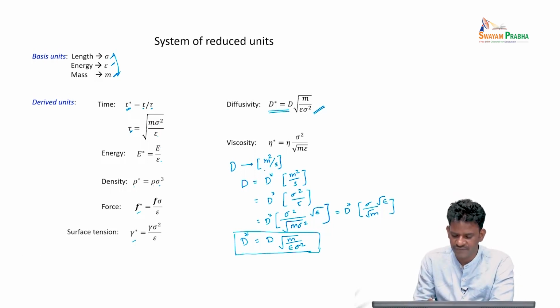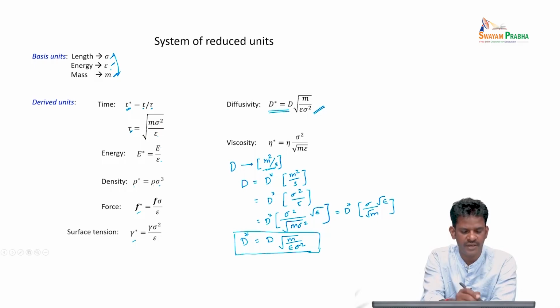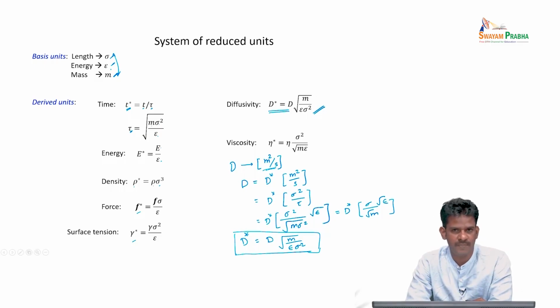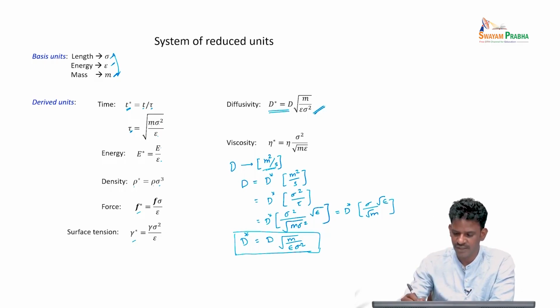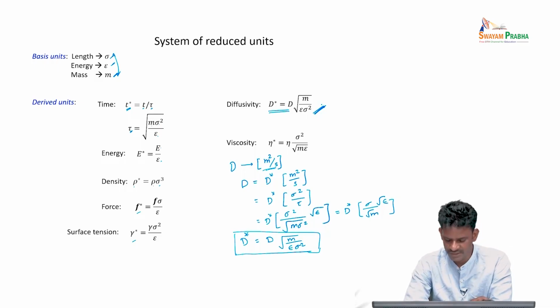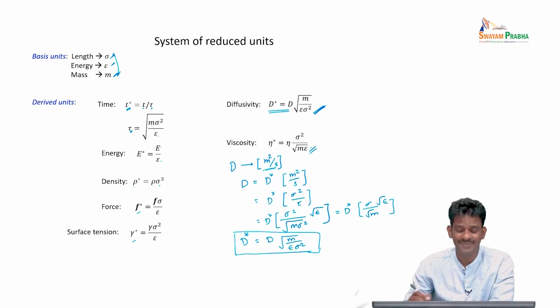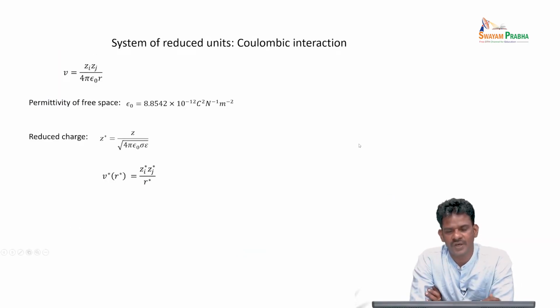Okay, so by looking at the physical unit and then writing corresponding basis units for those dimensions, you can derive the respective non-dimensional units. The same thing you can do for viscosity and thermal conductivity also. So, this system of reduced units is not only applicable just for Lennard-Jones potential, but you can also extend this for other kinds of potential interactions.